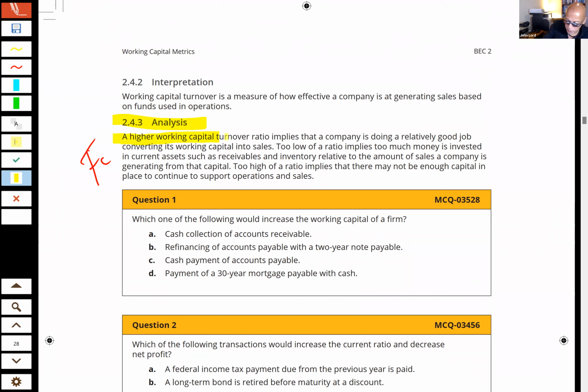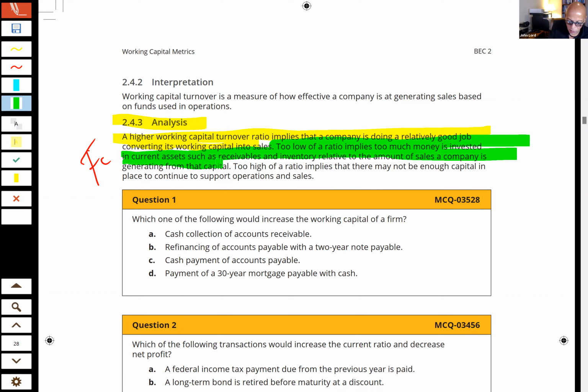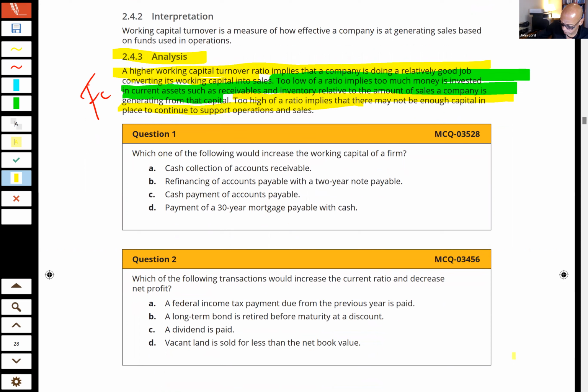A higher working capital ratio implies the company is doing a relatively good job converting its working capital into sales. Too low of a ratio implies too much money is being invested in current assets, such as receivables and inventory, relative to the sales the company is generating. And too high of a ratio implies that there may not be enough capital in place to continue to support operations. I've got this big sales number being balanced off of this little tiny working capital. So, okay, good. Let's go ahead and take a look at some multiple choice questions for this module.